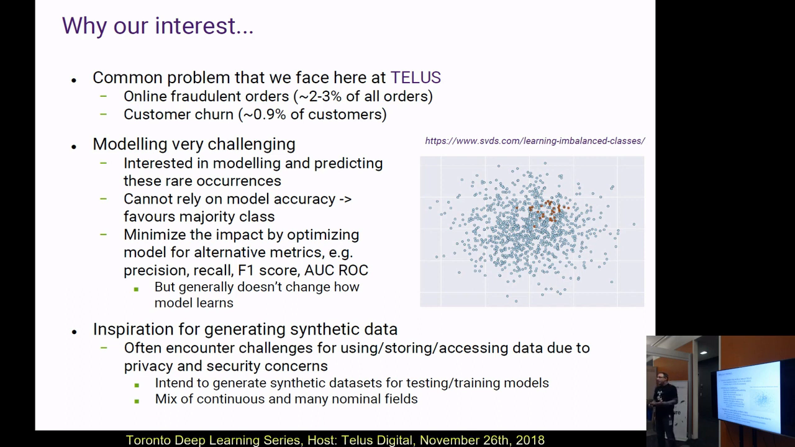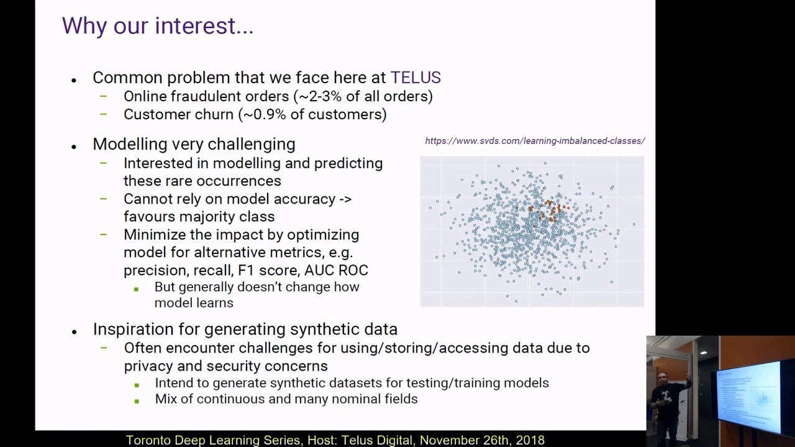You can optimize for specific metrics, which would emphasize the minority classes, the underrepresented classes. But in general, it really doesn't change the way that the actual algorithms are carrying out the machine learning. In fact, most of the time, you've got a loss function. You're still trying to minimize that loss function, and usually that loss function is some form of accuracy.